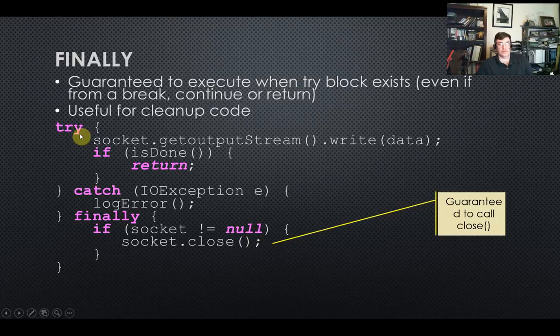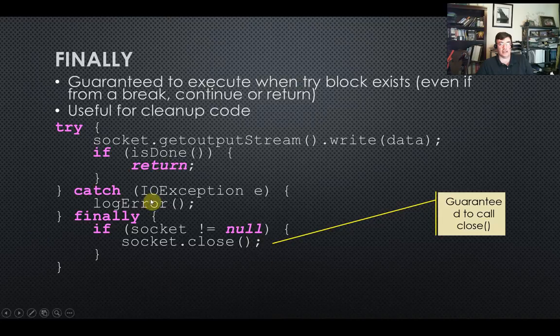So let's look at an example. Try, here's our block for the try block, socket.getOutputStream.write data. If isDone, return. So if isDone returns true, we're going to return from this method right here and skip everything that comes next, except for the finally block. The finally block is guaranteed to be called, no matter how we exit the method.